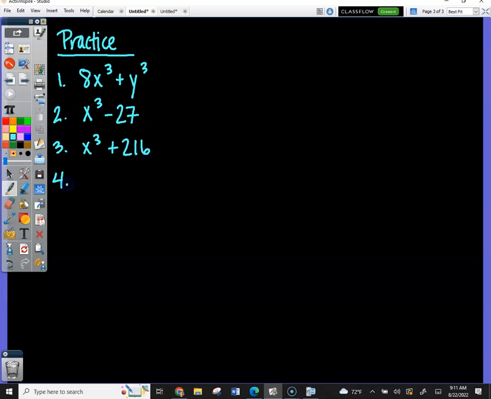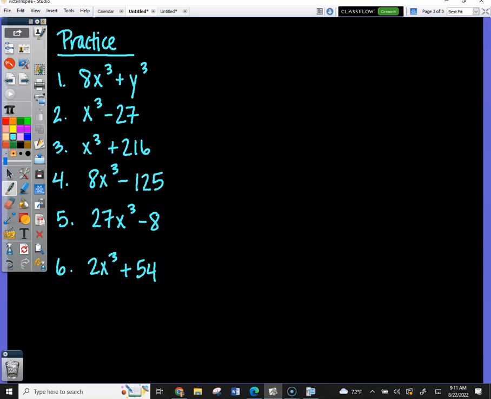There's only so many of these we can do because, like I said, we kind of stay around the first 7 perfect cubes. There's 6 examples. Factor them completely.